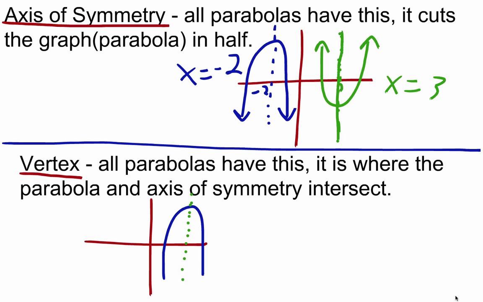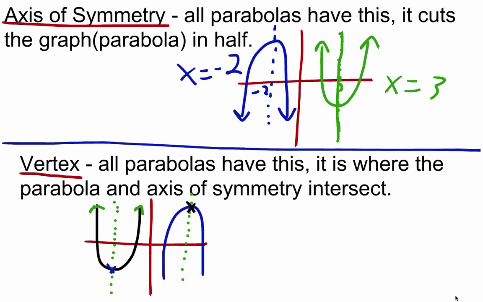This point right here in the black, that is my vertex. It's where my parabola and the axis of symmetry intersect. So that is my vertex right there in the X. If I had it over here, and my axis of symmetry was this green line, which cuts the parabola right in half, then my vertex would be this blue point right down here.